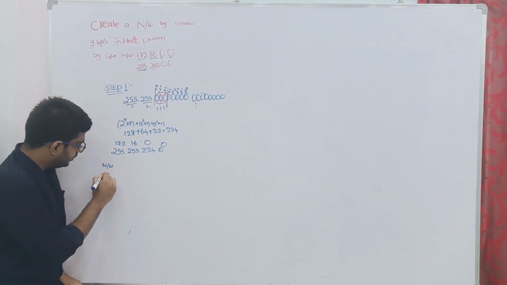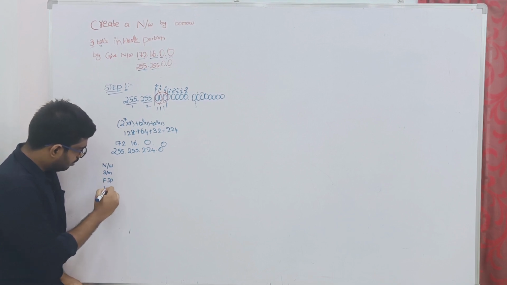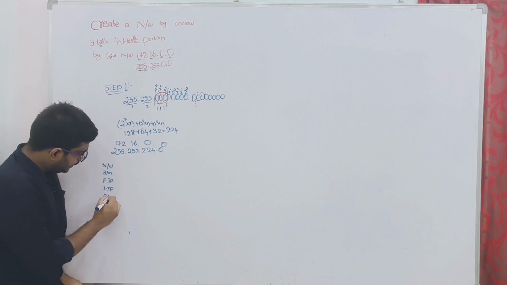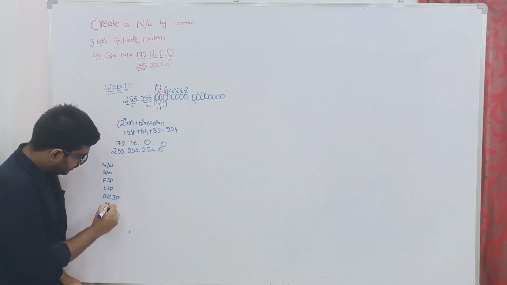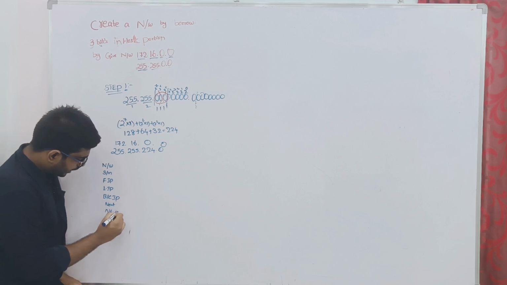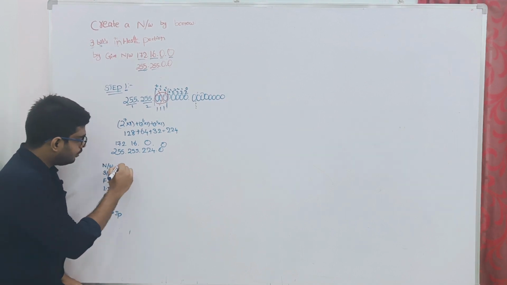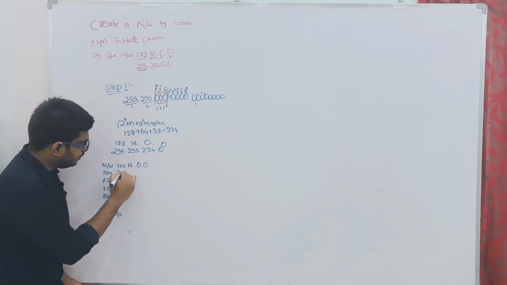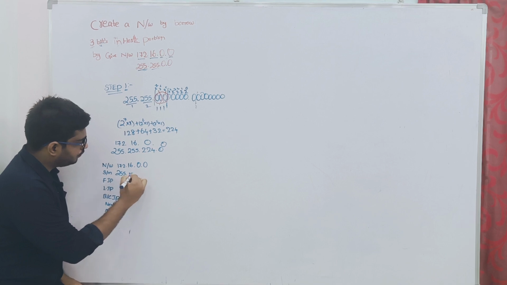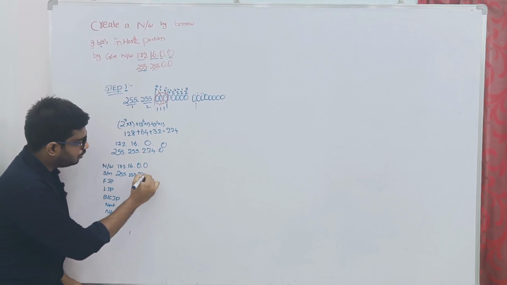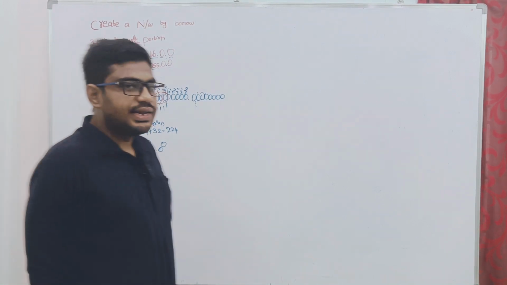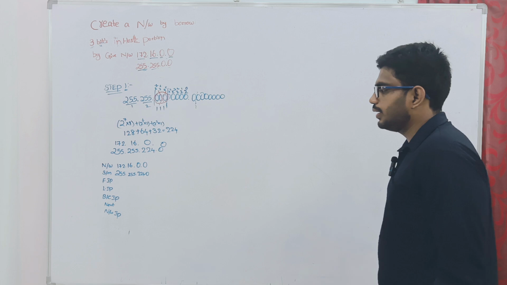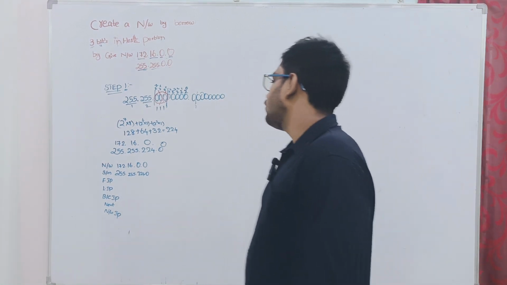Next is our subnet mask, and the first IP, last IP, broadcast IP, and then next network IP. What is our network IP? So 172.16.0.0 and the subnet mask is 255.255.224.0. Now, what is our first IP? What is our last IP? Broadcast IP and next network IP.